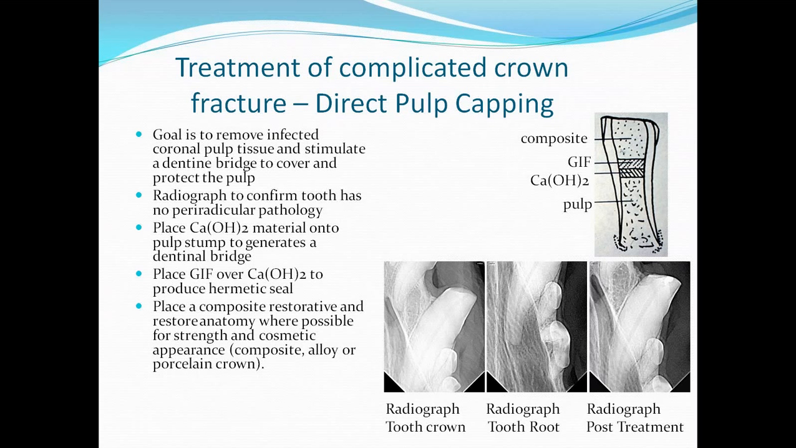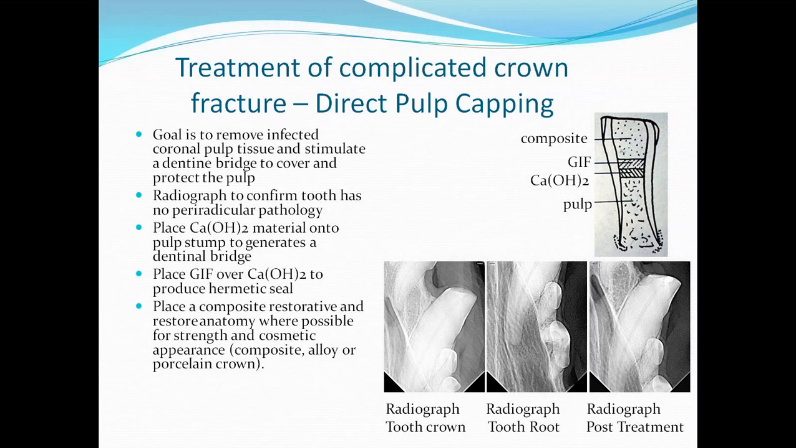So that's a sort of diagrammatic view of what you would expect to see if you were to take a radiograph. The calcium hydroxide you're not going to see on radiograph until the bridge is formed, but the glass ionomer and the composite are radiopaque, so you should be able to see that, and you can see that in the radiograph on the right-hand side.